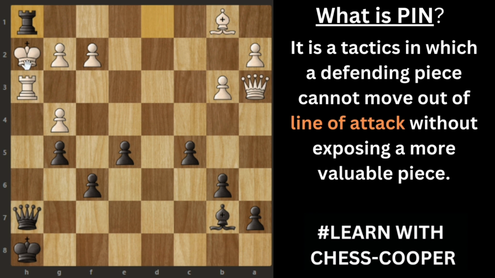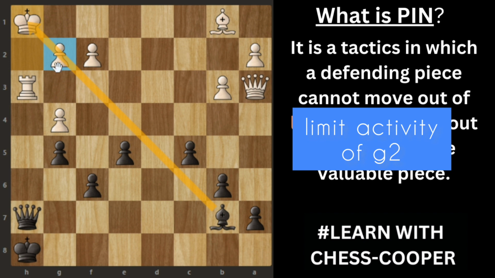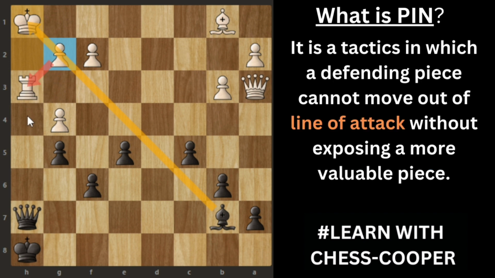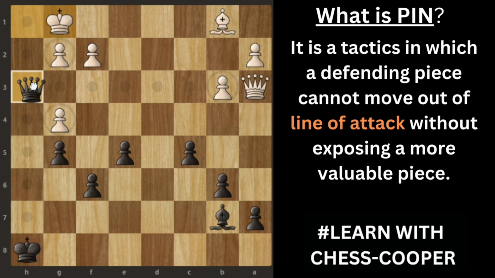In this position, black plays his rook to h1. And if white takes the rook, now this g2 pawn is under pin. And this pin also limits the g2 pawn from supporting the h3 rook. So now black can easily take this rook with a check, as this g2 pawn cannot capture the queen. And then it's a checkmate. Congrats to everyone who got it right.